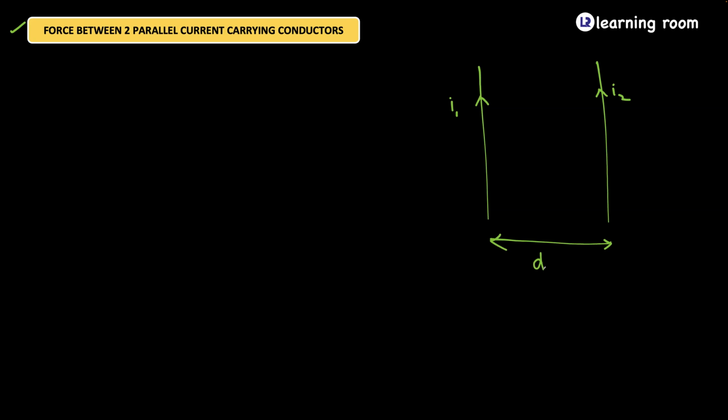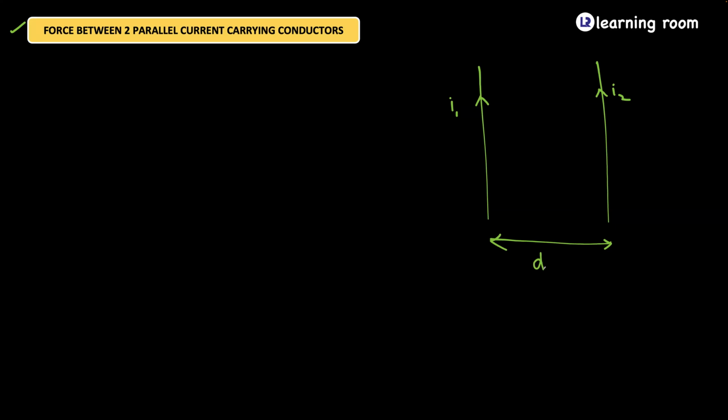Now, what we need to understand is whether something is going to exist between them. How are they going to interact with each other? What do I mean by interact? Whether they will be able to apply force on each other or torque on each other. Obviously torque will not come here because it's not a closed shape. So the only thing that is possible is force. That's why the name of the topic is force between two parallel current carrying conductors.